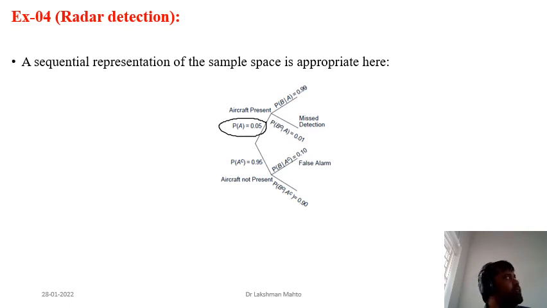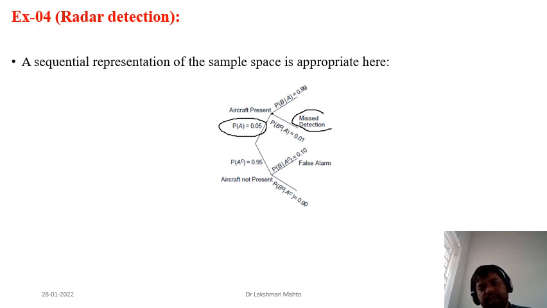Now, after that, what is happening? We talk about the reading by the radar. The reading by the radar is a conditional event. When the aircraft is present, what is the probability of a radar reading? It is 0.99, already given. But for misdetection, the aircraft is present but there is no reading in the radar. That probability we take through complementation. It would be 0.01.